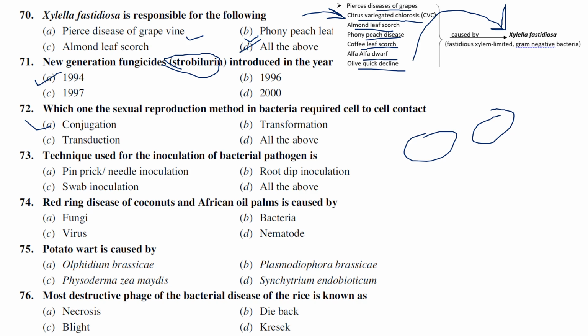The next one is the technique used for the inoculation of a bacterial pathogen: pinprick and needle method, root dip method, swab method, all the above. Generally for bacteria we can recommend the pinprick and needle method.